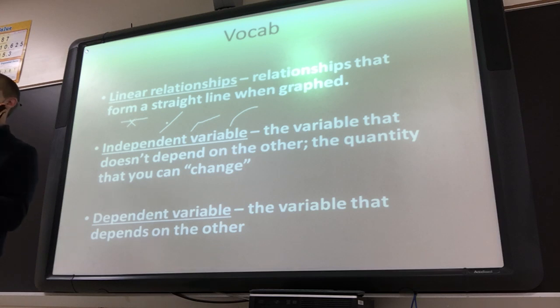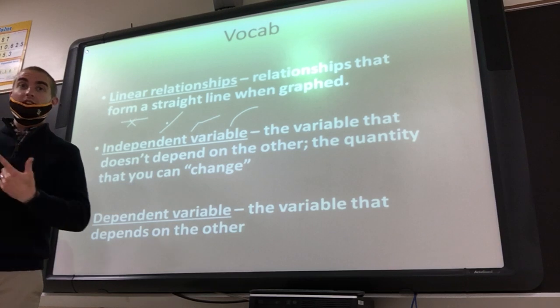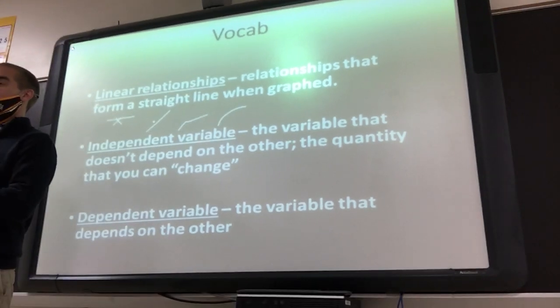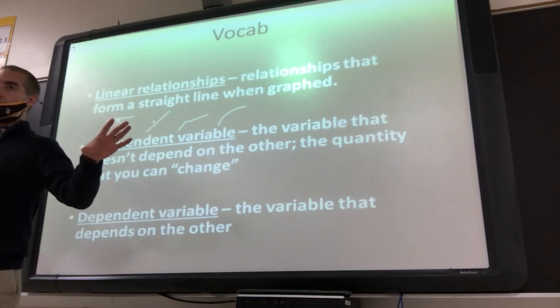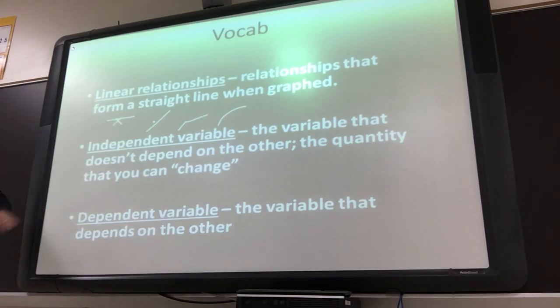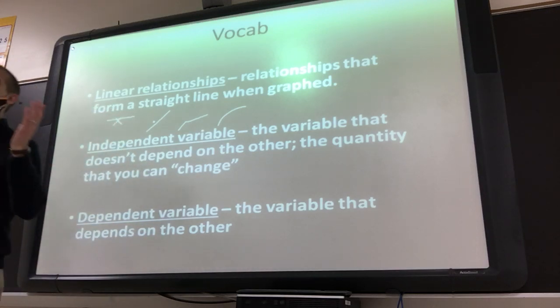For instance, if you make $12 an hour, can you decide how much money you make every hour or how many hours you work? Hours is the independent variable because I can decide or change how many hours that I work. I can't change that I get $12 an hour. That's already given to me. So independent variable, it's the one that doesn't depend on the other. It's the one that, in other words, you can change. That's one good way to think about it today.